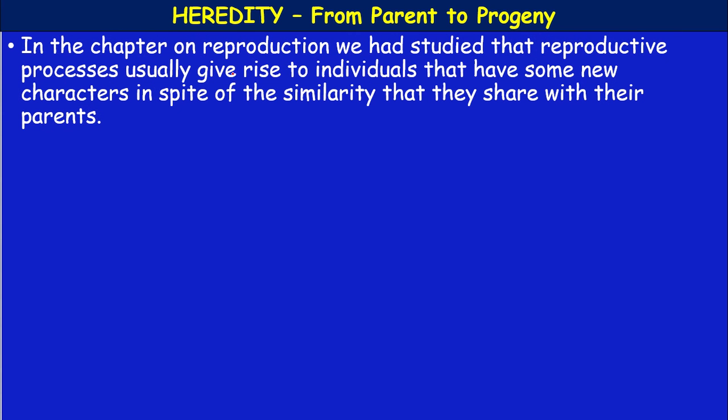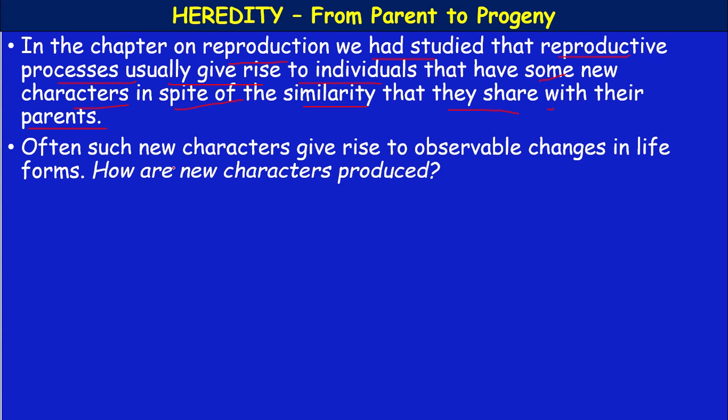So in this chapter, heredity from parent to progeny, in the chapter on reproduction, we have studied that the reproductive processes usually give rise to individuals that have some new characters in spite of the similarity that they share with their parents. Okay, we already studied the reproduction chapter and we have seen this. So often such new characters, because it's sexual reproduction, are produced due to recombination. The new characters give rise to observable changes in the living organisms.